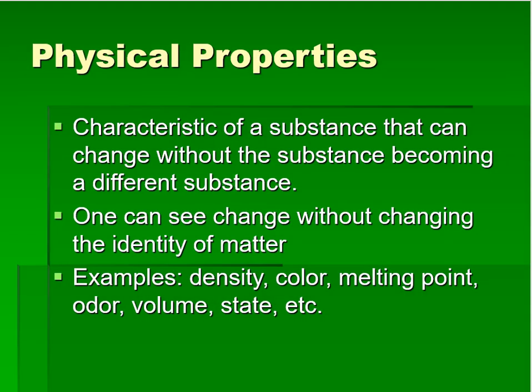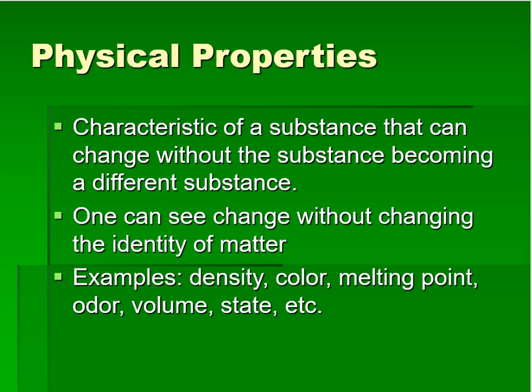So what is a physical property? It is the characteristics of a substance that can change, doesn't mean that it is going to change, but can, without the substance becoming a different substance. So if the property were to change, you would still have the original substance that you had to begin with. You can see these changes happen without changing the identity of the matter. But again, it's a property, so we're not actually discussing the change happening. But if the property were to change, it would be physical, so the substance would still have its same identity.